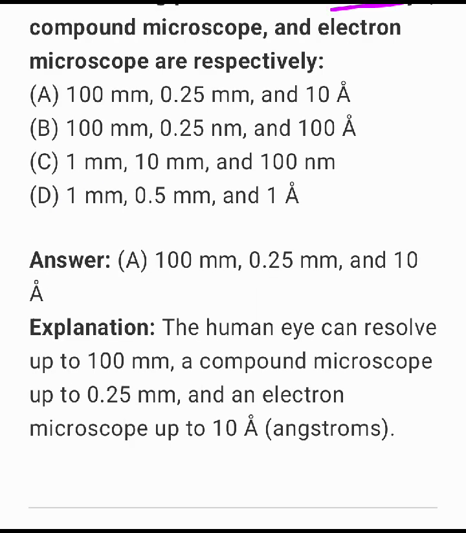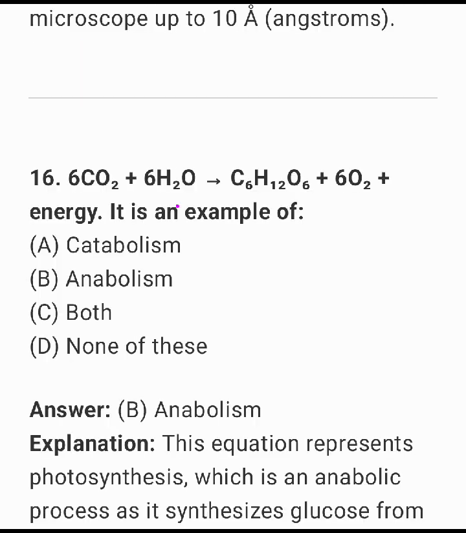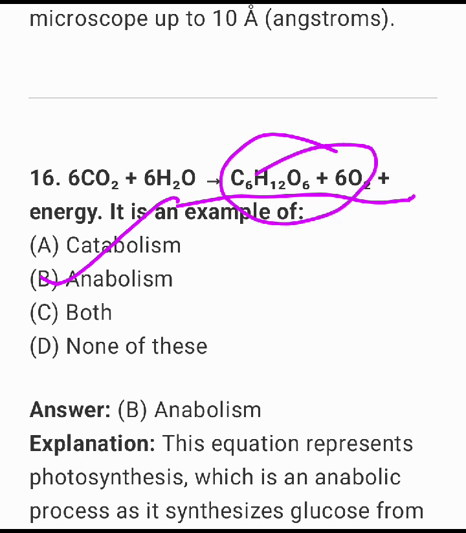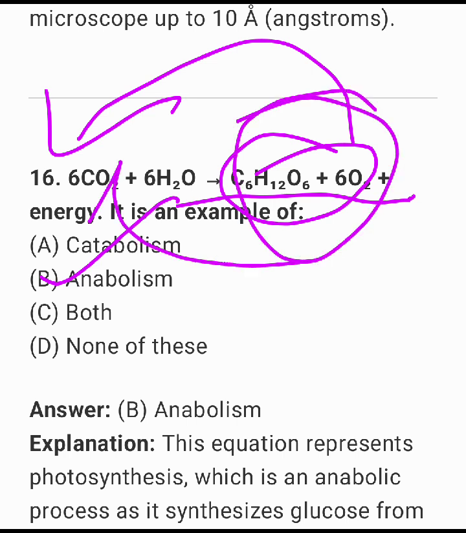Resolving power of the human eye, compound microscope and electron microscope are respectively 100 mm, 0.25 mm and 10 angstrom. Next is the given reaction. Is it anabolism, catabolism or both? The right answer is that it is an anabolic reaction as it involves formation of a product. If you consider the opposite of this reaction, then it will be a catabolic reaction, which involves the breakdown of a complex substance into simpler ones.